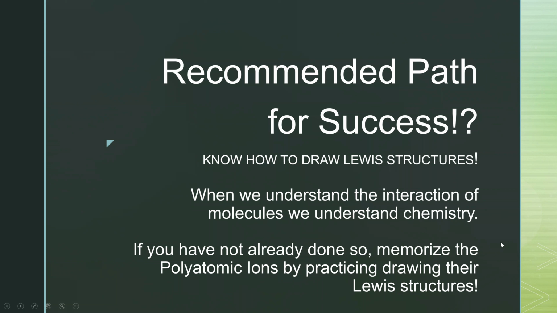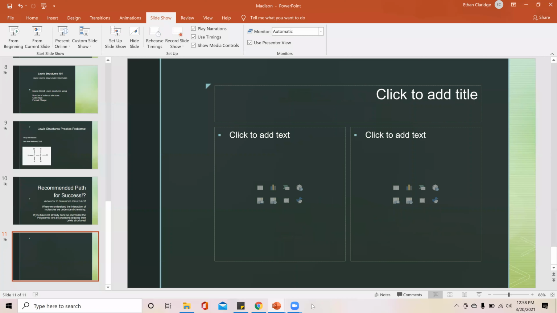If you haven't already done so, I'd recommend memorizing the polyatomic ions by practicing drawing their Lewis structures, because it's a good way to understand how they're all going to be connected. And it's just a good practice of drawing Lewis structures in general. So if you have any questions, talk to Dr. Mortensen or one of the TAs. They'll be able to help you. But that is a great way to get better at understanding polyatomic ions and doing better at Lewis structures in general. So good luck, everyone.